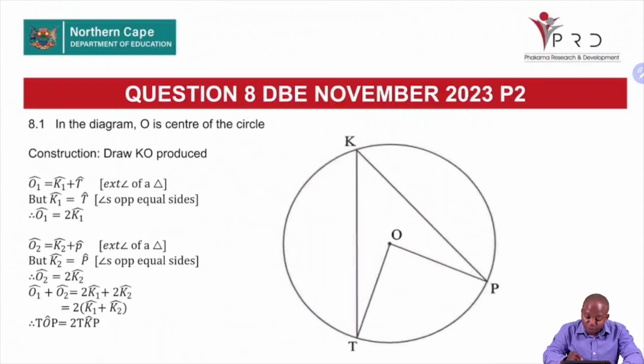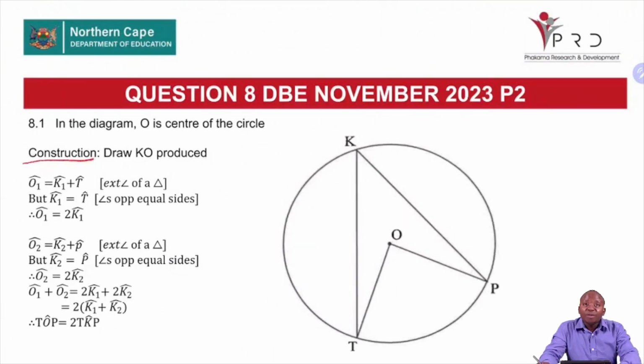We are supposed to have 2 triangles. How do we have 2 triangles from this diagram? We are supposed to construct. The construction will assist us to have 2 triangles. Why 2 triangles? Because we must use the interior angle of a triangle to prove this. There are 2 ways to prove it. One of the ways is to use the interior angle of a triangle, which equals the sum of the opposite angles.